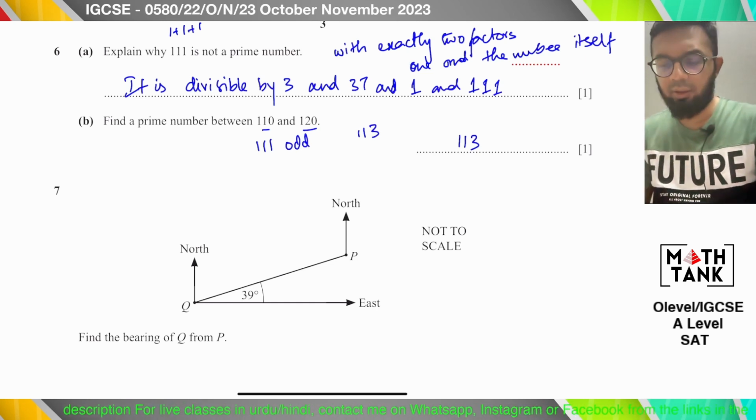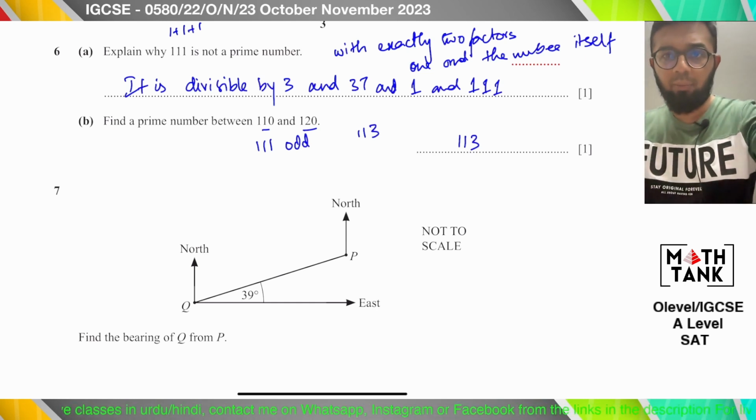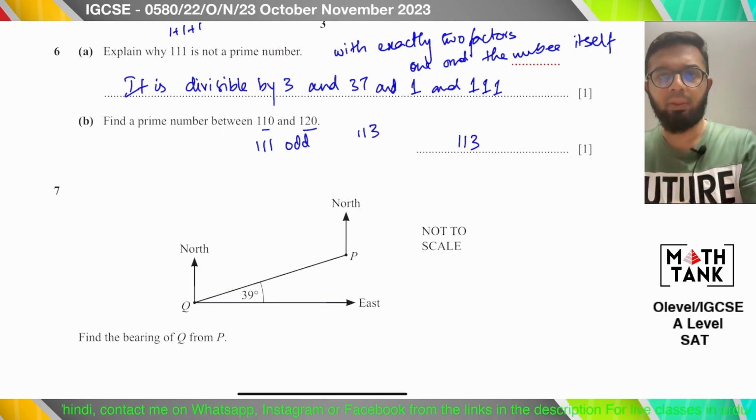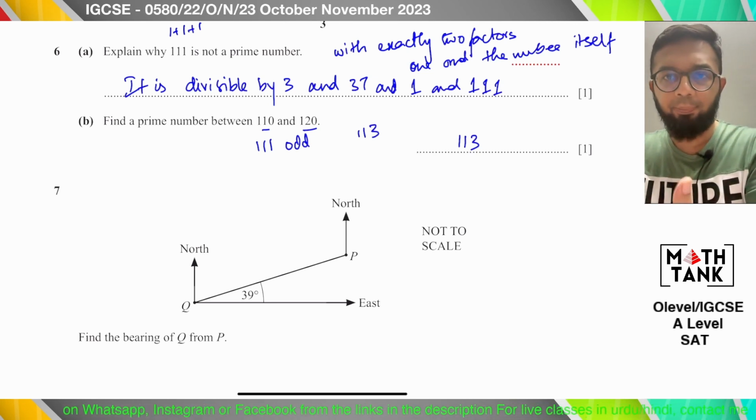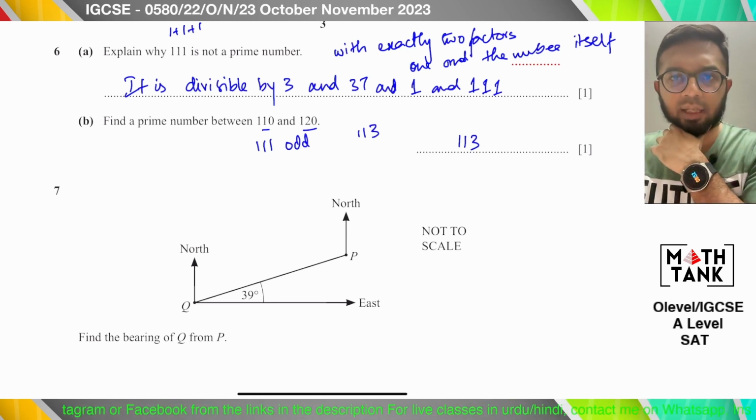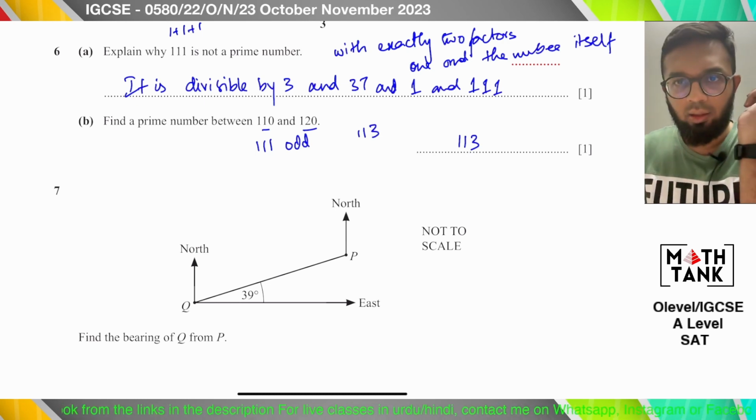115 won't be a prime number. 117 also might be a prime number. So there are lots of prime numbers that can exist within a given range. Make sure that you run through the numbers and then conclude whatever you want to.